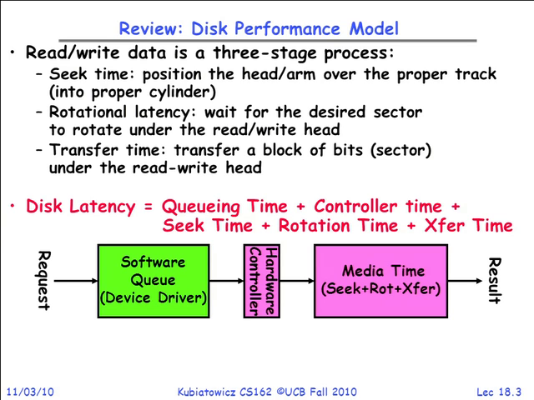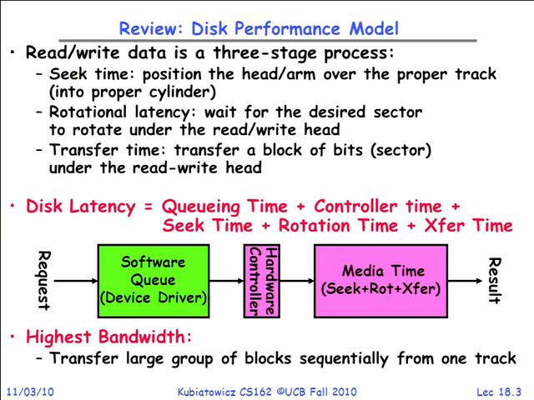Okay? So if you take the time queuing, which is the time that the thing sits waiting in software, the time going through the controller, and then the three pieces of the media time, you kind of get the disk latency. All right? And obviously the highest bandwidth out of the disk is to never move the head at all and just grab a whole track as you rotate the disk around, or a whole cylinder, in fact. So are there any questions so far?